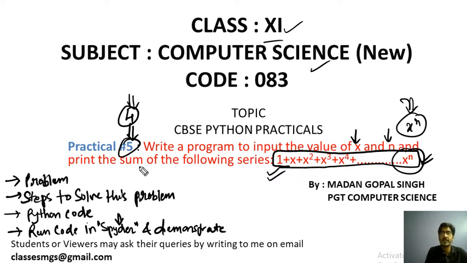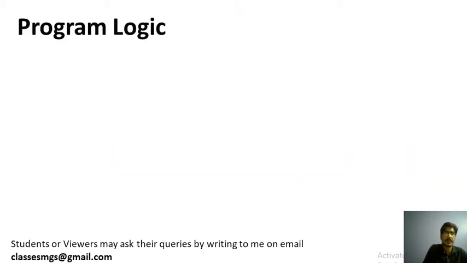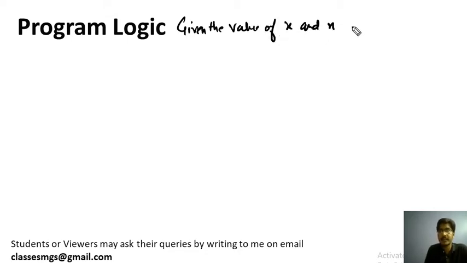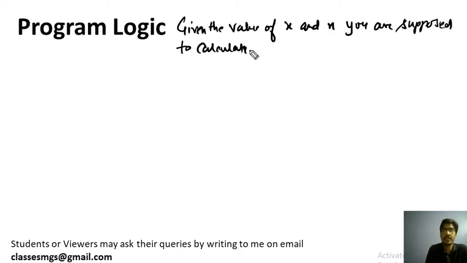Okay, so without wasting time, let me go and discuss the problem statement in detail. What is the problem statement? Given the value of x and n, you are supposed to calculate the sum of the below series.